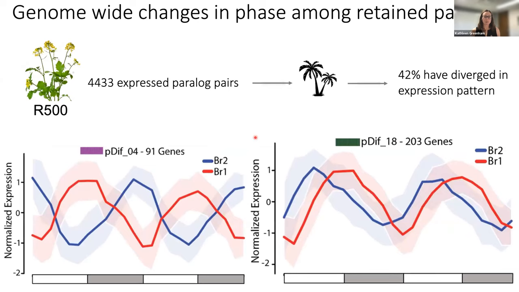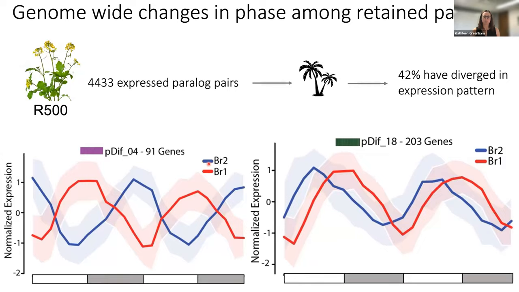It's quite striking. So in this case, we have 90 genes that show almost complete antiphase expression, where one copy, shown in blue, is expressed in the morning and the other copy at the end of the day. And then there are examples where we see several hours of change of phase. So this is a pretty widespread divergence of expression pattern, and it led us to wonder whether these paralogs are also diverging in function. So do they change in response to abiotic stress, for example?